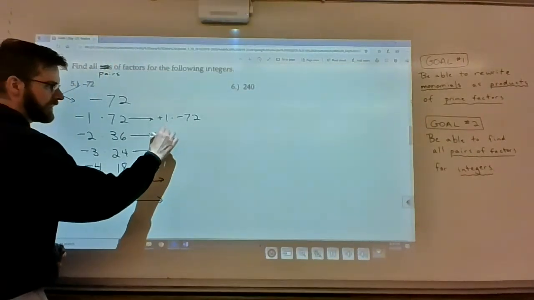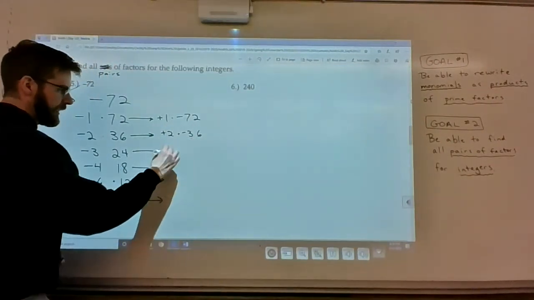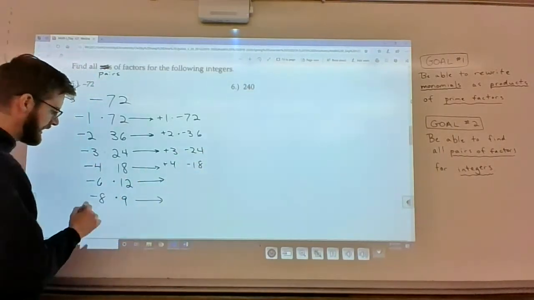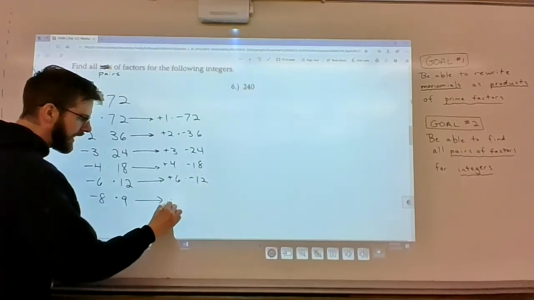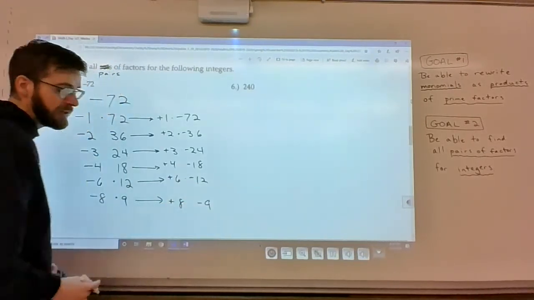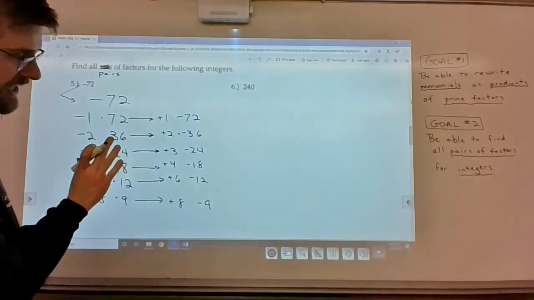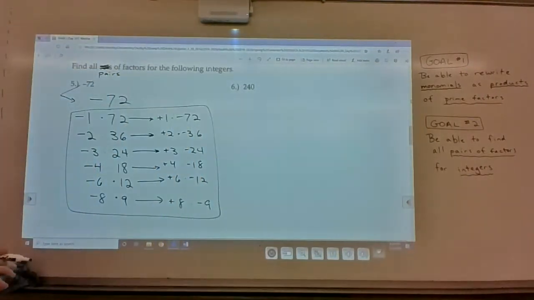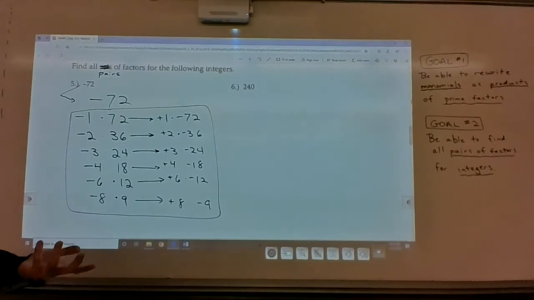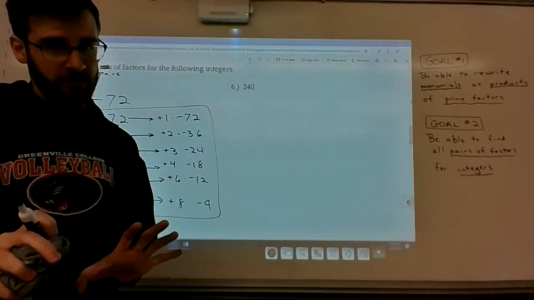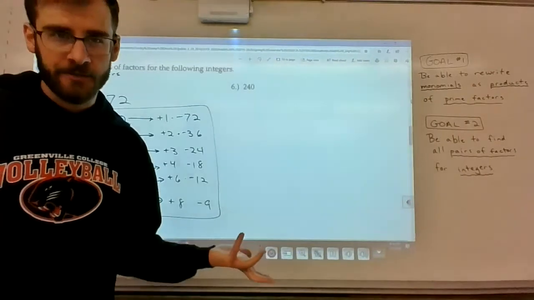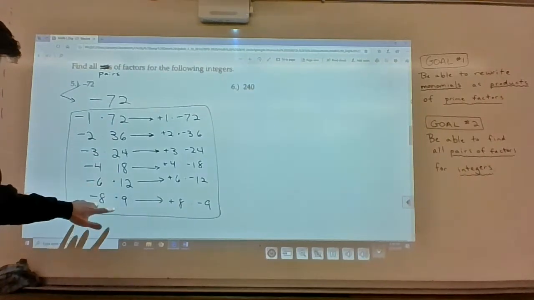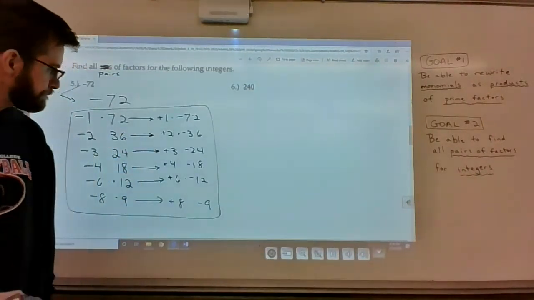So positive 2 and negative 36, positive 3 and negative 24, positive 4 and negative 18, positive 6 and negative 12, positive 8 and negative 9. So those technically represent my full list of the pairs of factors that make up the integer negative 72. And I'm just talking about integer factors. I'm not talking about like 1/2 times 144. I'm just talking about positive or negative whole numbers that will get you to negative 72 when you multiply them.